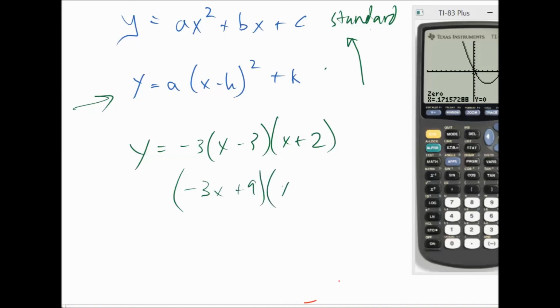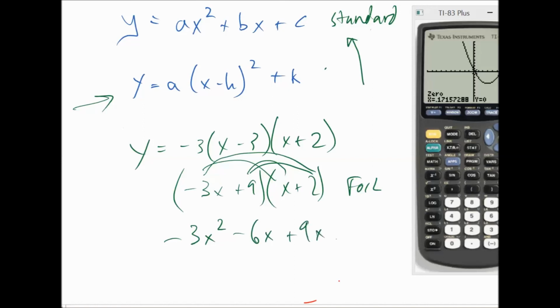plus 9. And now when you have two binomials, so two things with two terms like this, you're going to FOIL. This is probably a method you remember from before. That's multiply the first, the outside, the inside, and the last. So negative 3x times x is negative 3x squared minus 6x plus 9x plus 18. We're going to combine the terms. Negative 3x squared plus 3x plus 18. Now that's in standard form because it says y equals ax squared plus bx plus c.